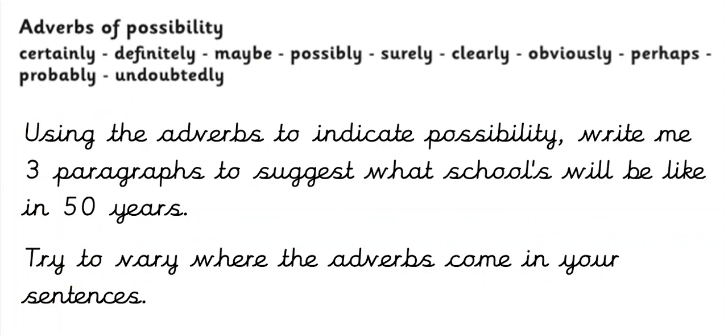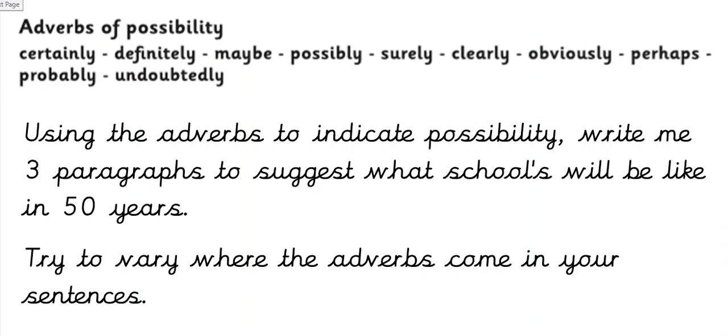So, for your last task now, what I would like you to do is use the adverbs of possibility that are up here, and I would like you to write me 3 paragraphs to suggest what schools will be like in 50 years. Okay? So 3 paragraphs, anything you want. I'm not bothered what you think it's going to be like. I'm very interested to hear what you think it's going to be like, but just making sure that you are using these adverbs to indicate possibility. Okay? Try and vary where you put these adverbs in your sentences. So use some at the beginning, embed some within your sentences.